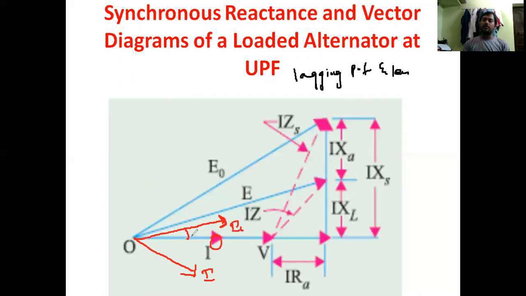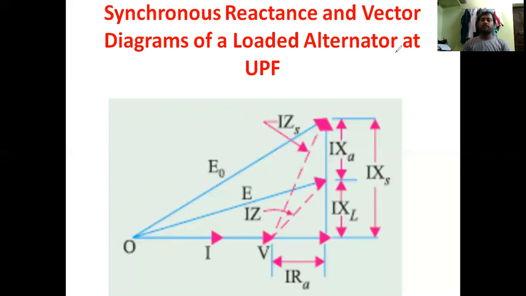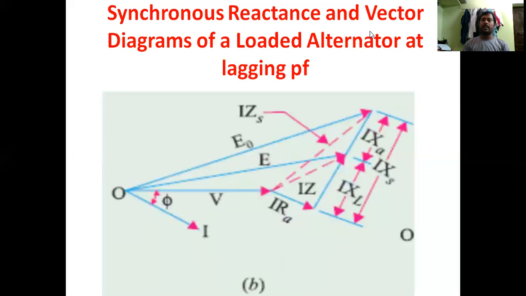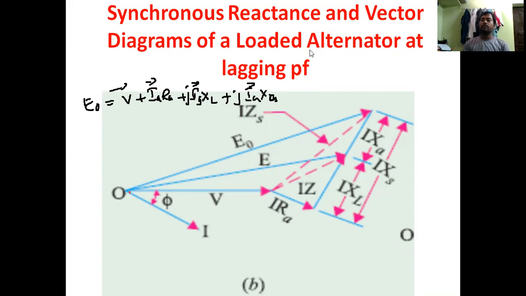This is theta, and here also some theta. I will lag by some angle, or lead by some angle. Based on that, you can understand lagging and leading loads very easily. You can see that this is a lagging load. For all loads, this equation is mandatory: E naught is equal to V plus IA RA plus IA XL plus IA XA. These are common for lagging, leading, and every load.